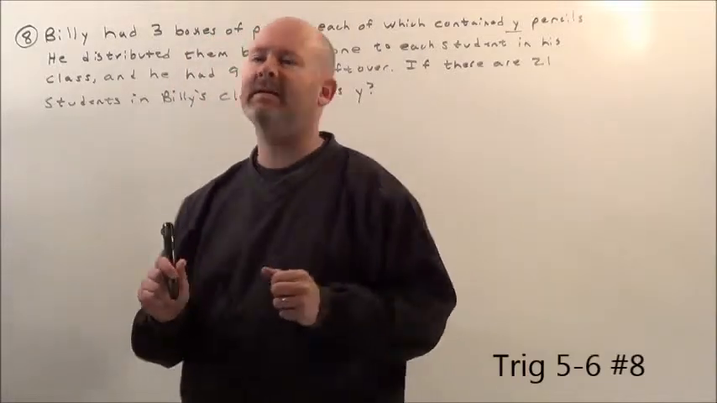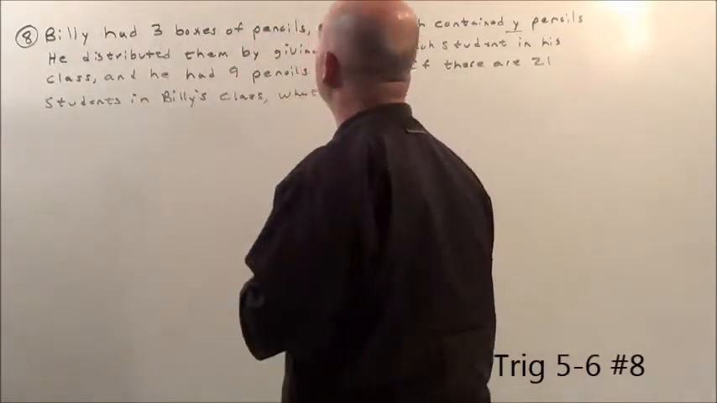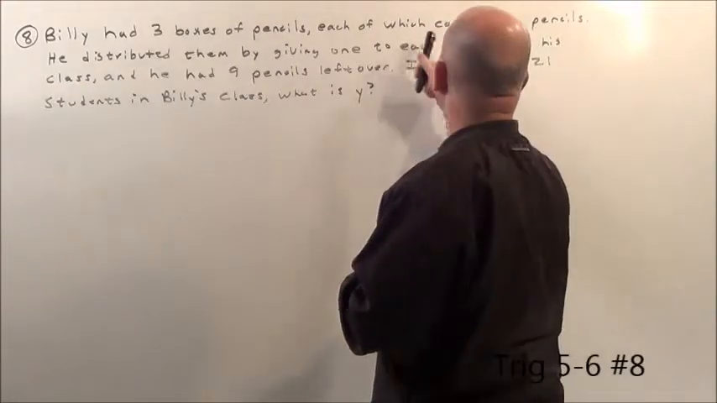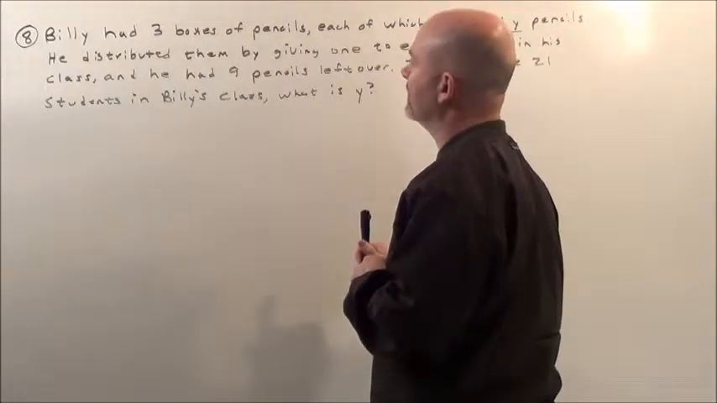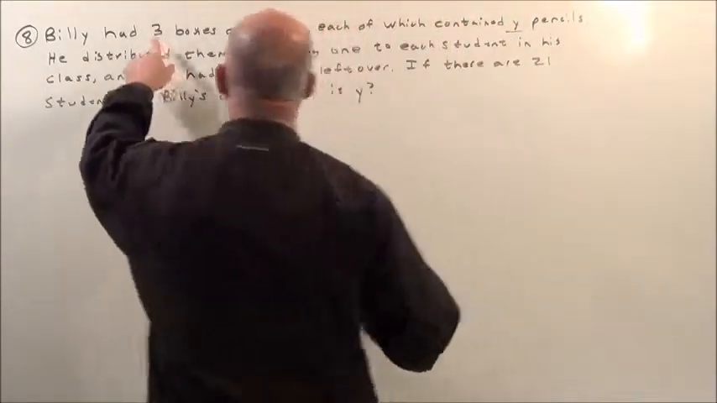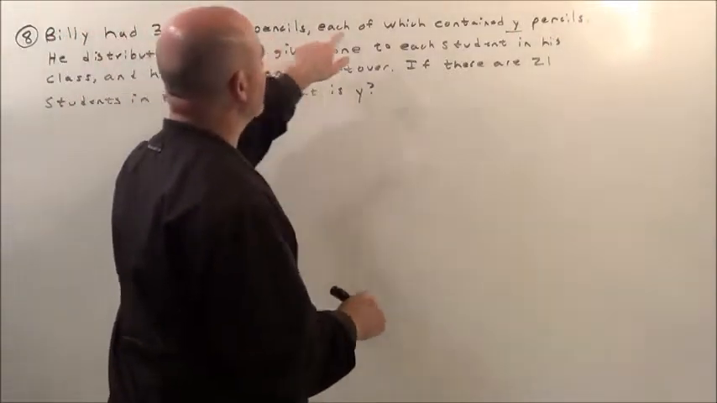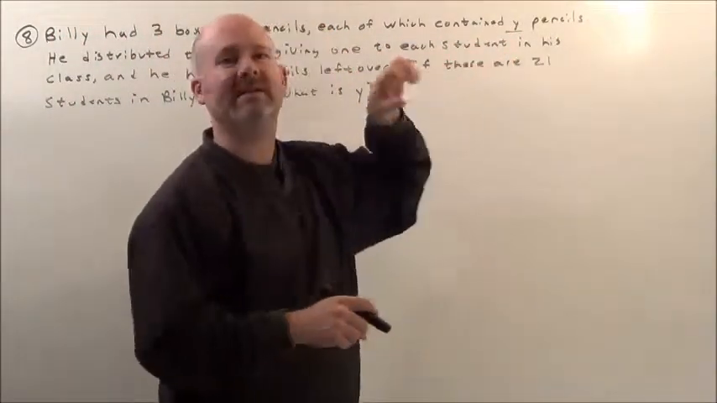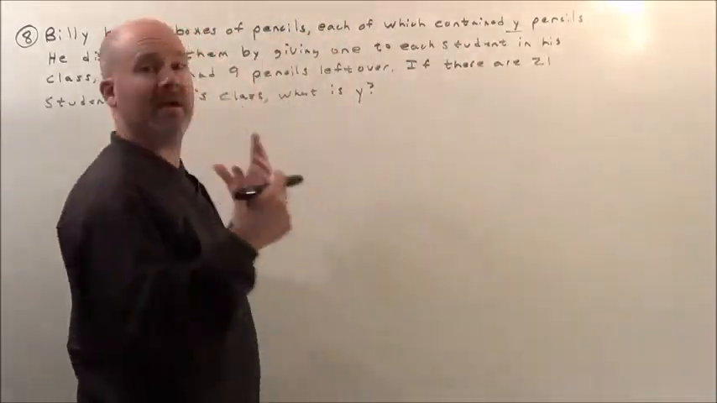Problem 8, an SAT problem. It says Billy had 3 boxes of pencils, each of which contained Y pencils. So let's think about this for a minute, just this first sentence. He had 3 boxes of pencils, which each contained Y pencils. Let's say each box contained 5 pencils. How many pencils does he have?